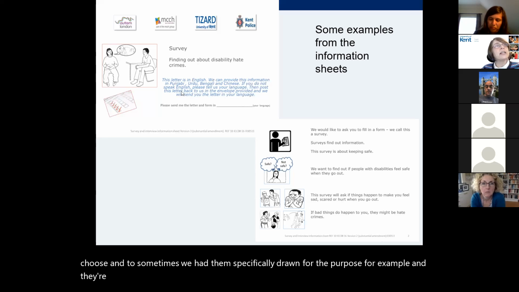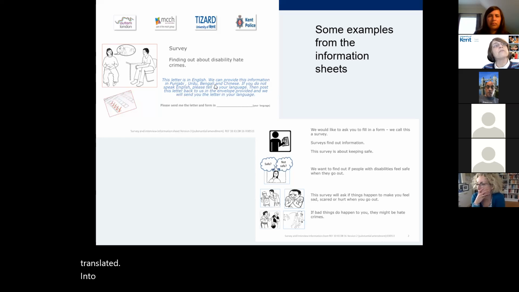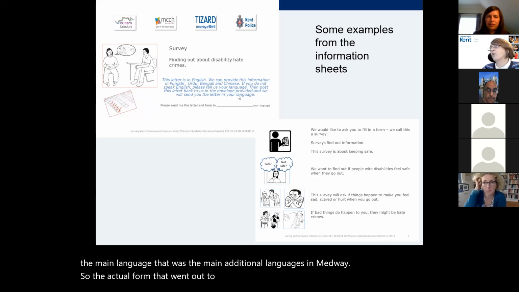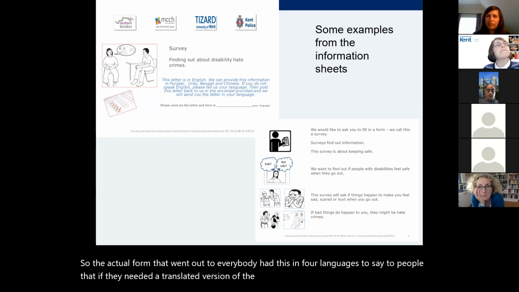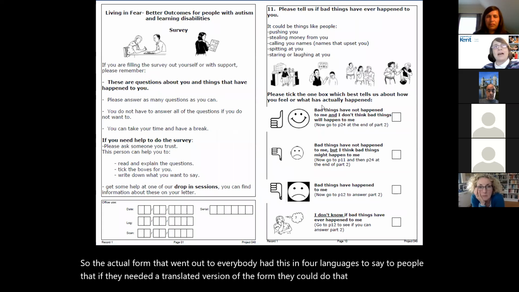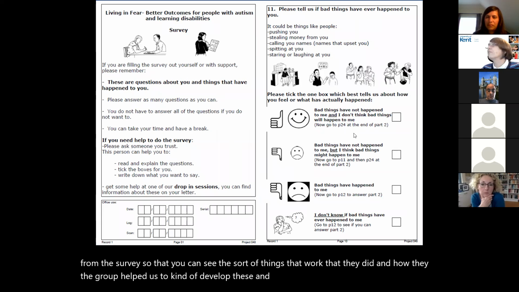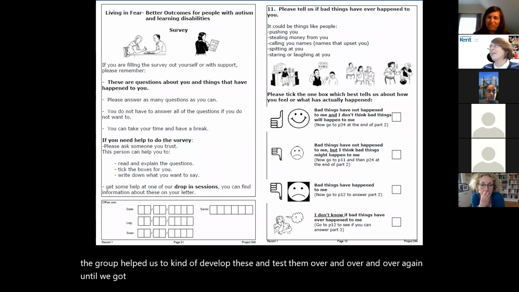The letter is in English, but this was translated into Punjabi, Urdu, Bengali, and Chinese at the front of every form, because those were the main additional languages in Medway. So the actual form that went out to everybody had this in four languages, to say to people that if they needed a translated version of the form, they could do that. And some examples from the survey, so that you can see the work that they did, and how the group helped us to develop these and test them over and over again until we got it relatively good for people to fill in.